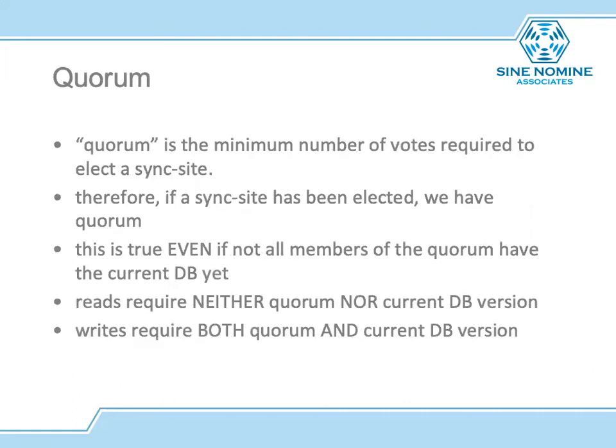Okay, I keep using this word quorum. I don't think you know what that word means. So quorum is the minimum number of votes required to elect a sync site, and that number is determined by the way the votes are tallied. A yes vote is 2 votes, and among the servers, the one with the lowest IP address gets an extra vote. The way that's configured is designed to guarantee that there's always a majority voting for the sync site, and that's quorum.